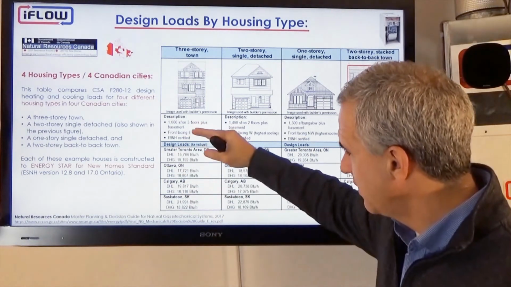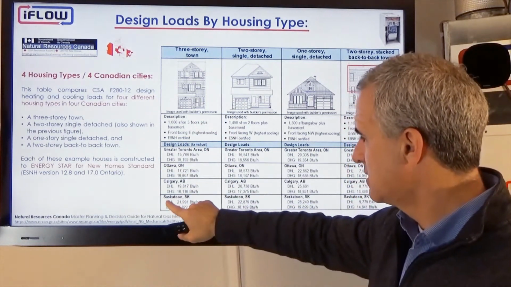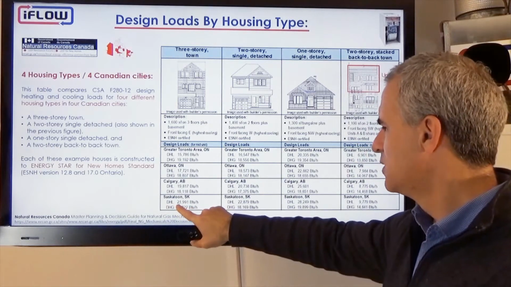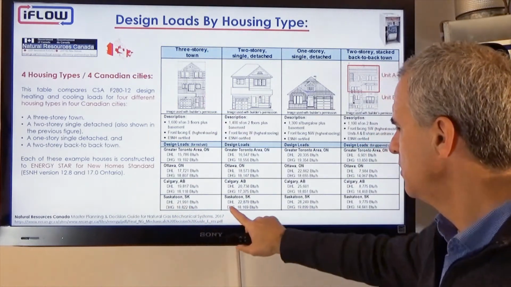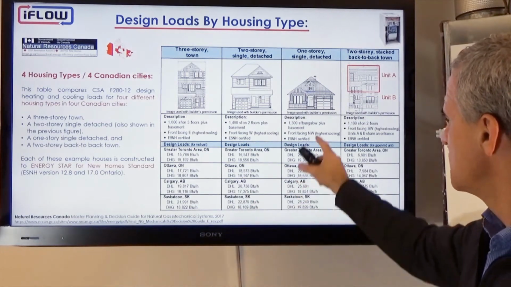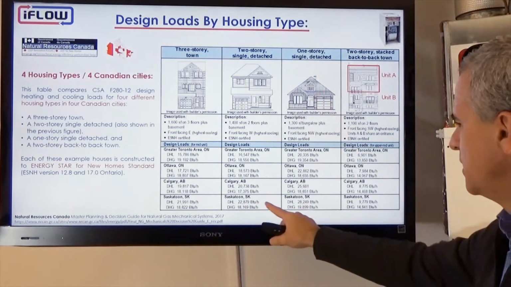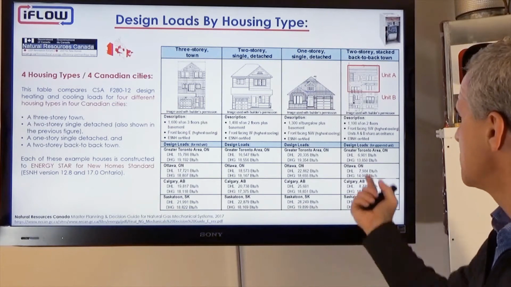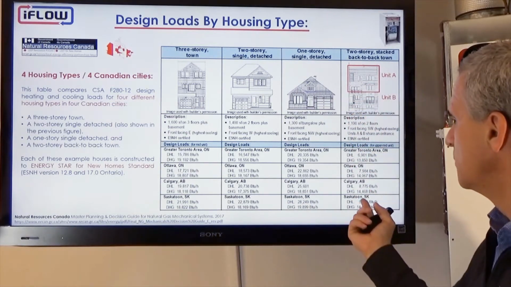So if we look at the coldest area, so let's look at Saskatoon, our heating load, 22,000 BTUs on the town, 23,000 BTUs on the 2-story, 28,000 on the single-story. That's a little bit surprising. And then 9,000 BTUs on the back-to-back town.